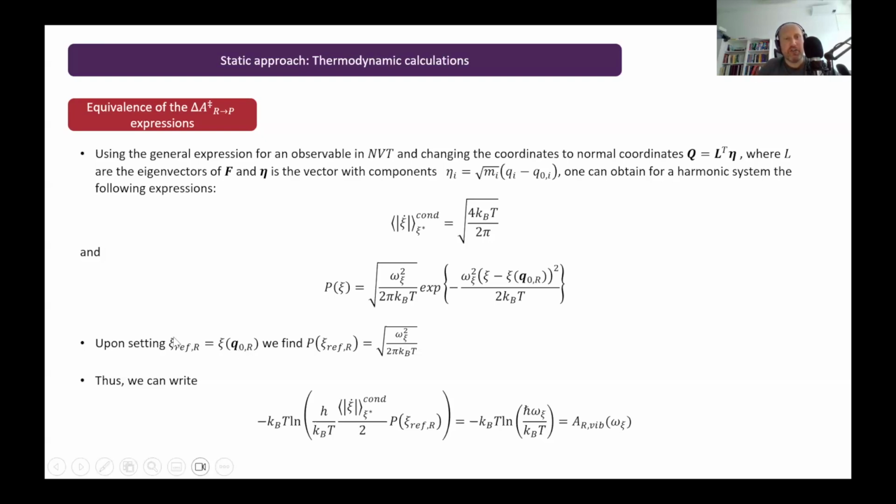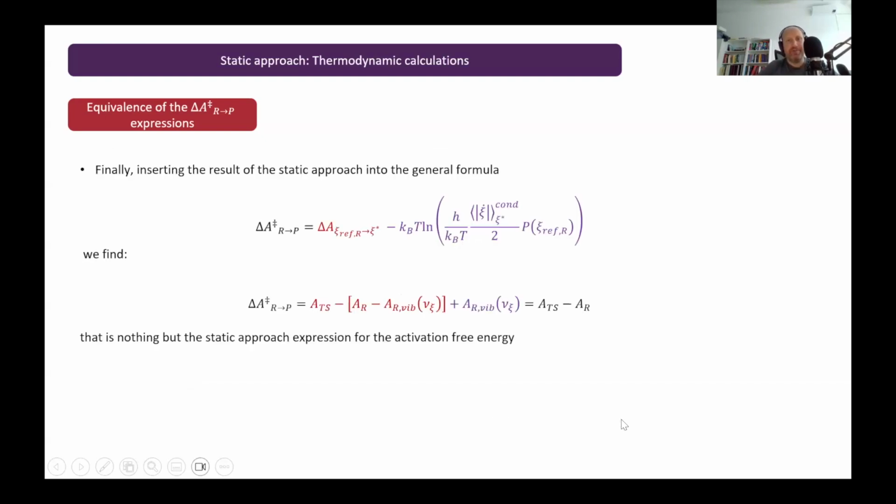So that's a natural choice for a reference reactant state. If we choose it, this formula simplifies to a simple form where we have the vibrational frequency of this unstable mode, so to say. Now, combining these two pieces of information in the logarithmic term, after a very simple manipulation, we again obtain the vibrational energy contribution coming from the reaction coordinate.